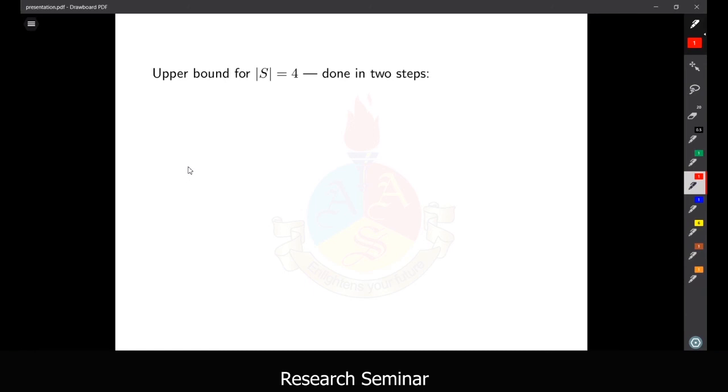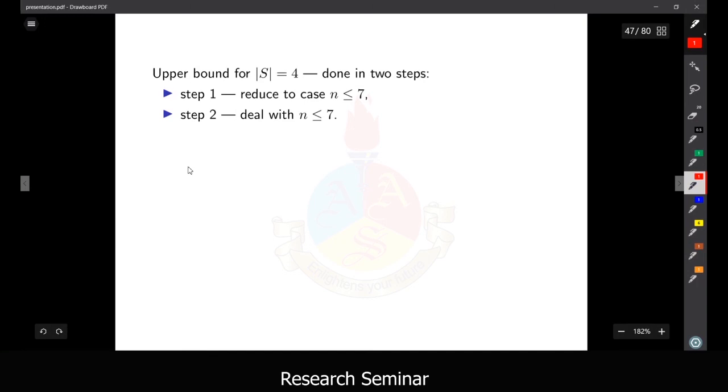So let me just say a few words about the case when the size of S is equal to 4. So we proceed in 2 steps. The first step is to reduce it to the case when the dimension n is not bigger than 7. And there is also a second step when we just want to deal with this case when n is not bigger than 7.